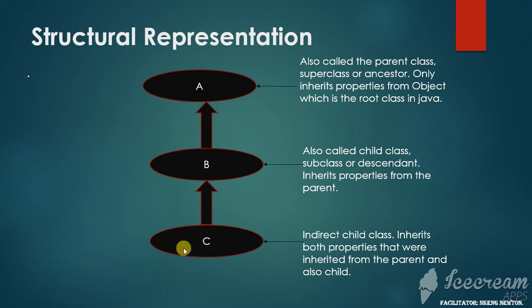Let's see how C is related to A. If B inherits members from A, those members can also be passed to C. So C is going to inherit some properties that were inherited from A, and also some properties that were defined in B. C inherits properties both from its grandparent and from its direct parent. That is how the structure of inheritance works in Java. This is called multilevel inheritance. You take properties and then you also pass them to your child, and your child can also pass them to its own child. That's how it works, guys.